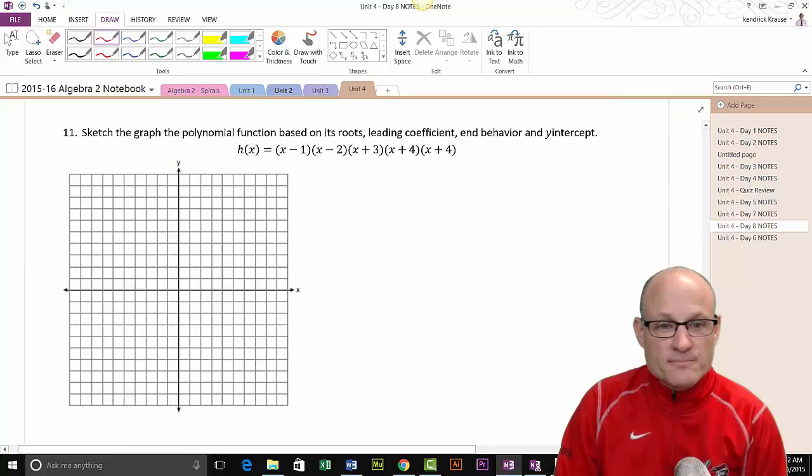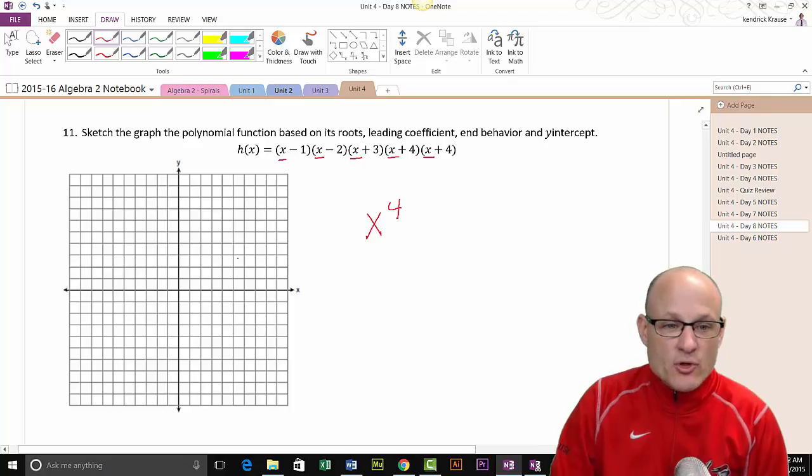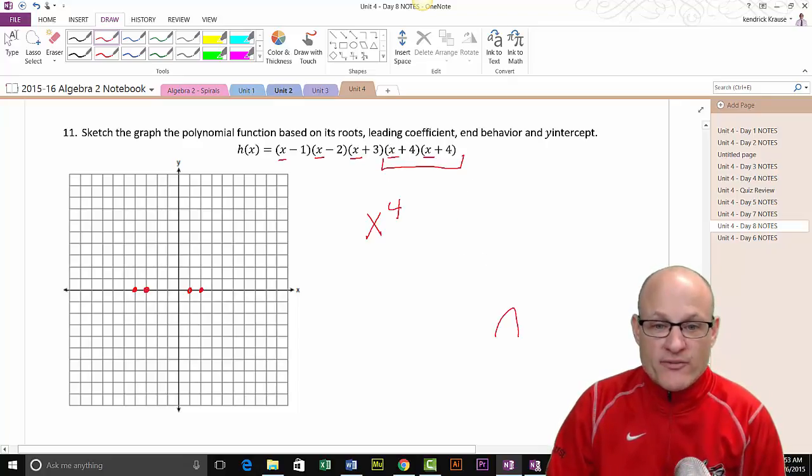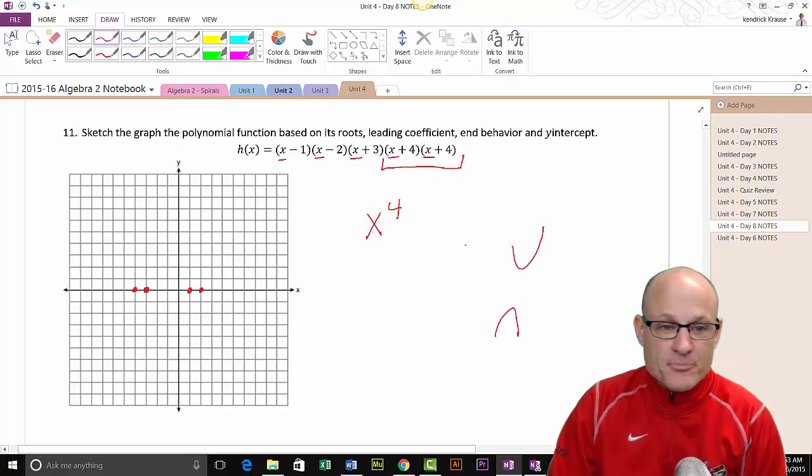All right, let's take a look at this one. It is a 1, 2, 3, 4, 5th degree polynomial. So x to the 5th. It's going to have 5 roots. 1, 2, negative 3, at negative 4, it's a double root, which means it's going to bounce off. So because this is a double root, that means it's going to bounce off. Now, I don't know if it's going to bounce off this way or it's going to bounce off this way.